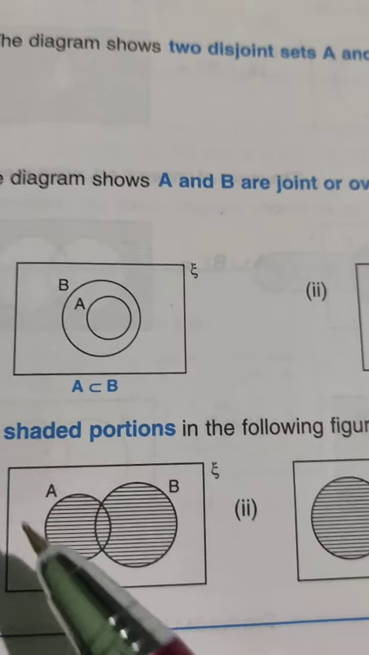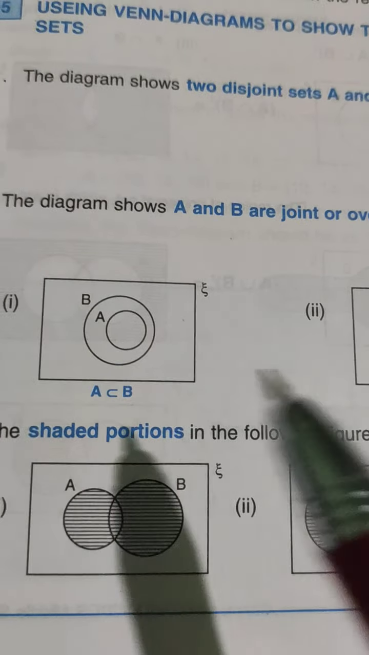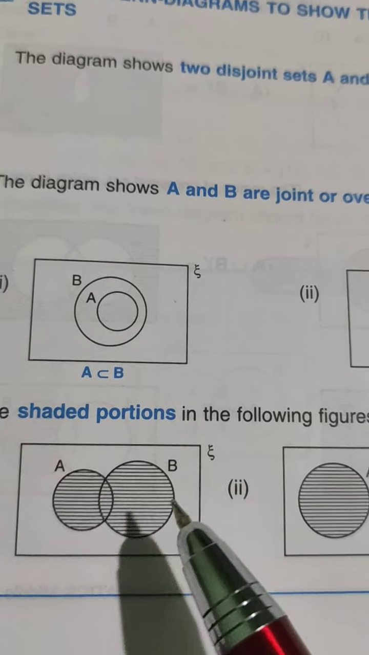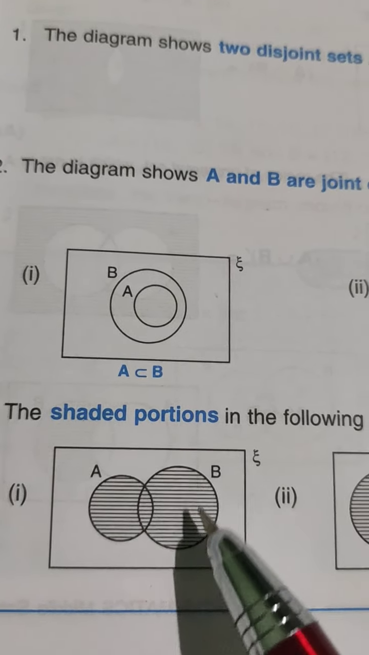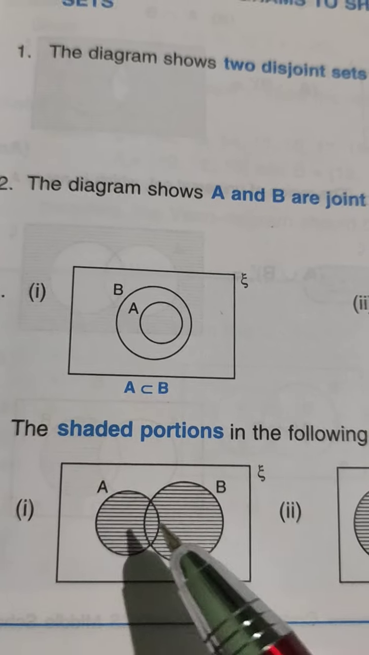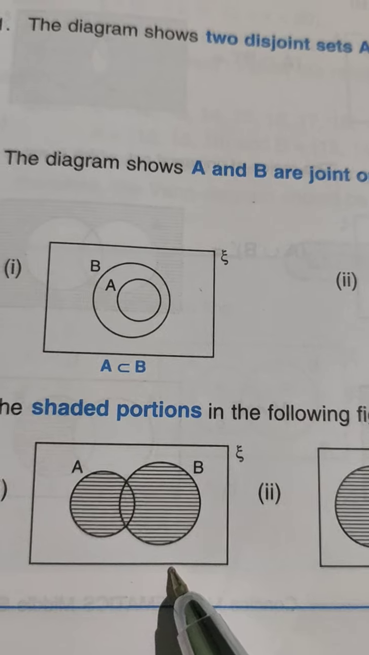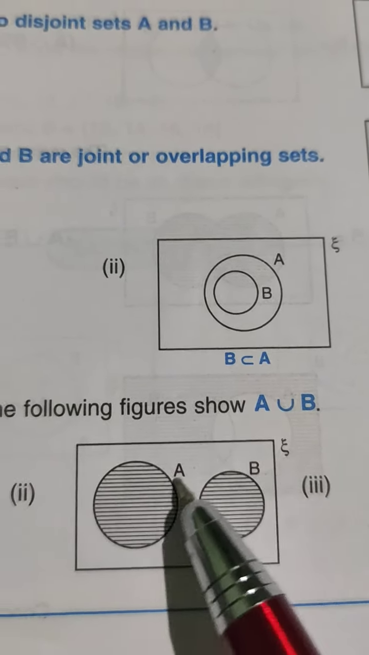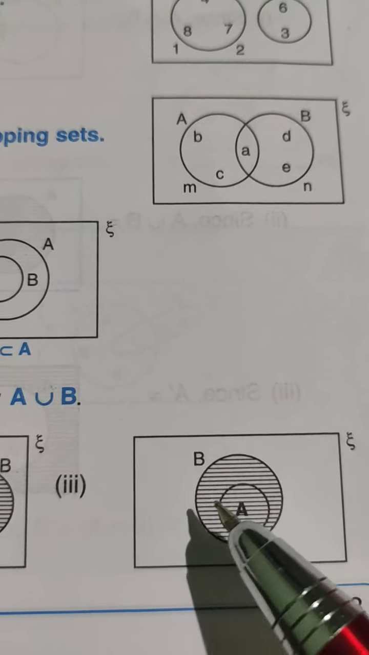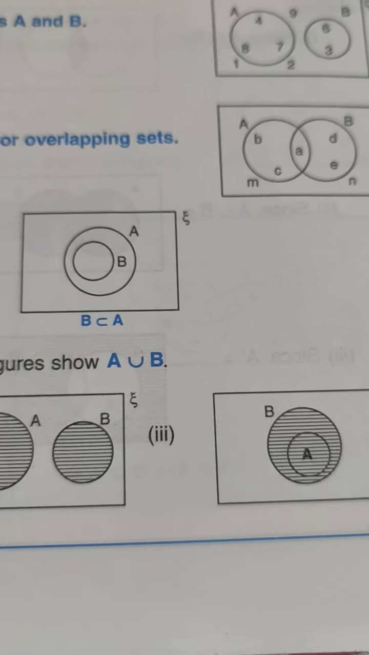Okay. Now the shaded portion in the following figure shows A union B. You all know A union B means elements present in either set: in A, in B, and in both. So if you shade all these portions, that will be A union B. There will be 3 figures for A union B. The first figure can be drawn this way. In the second, like this also is A union B. And the third figure is like this, set A and set B both shaded. So this is the A union B Venn diagram. Clear?